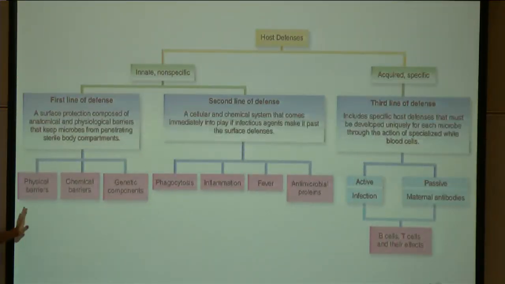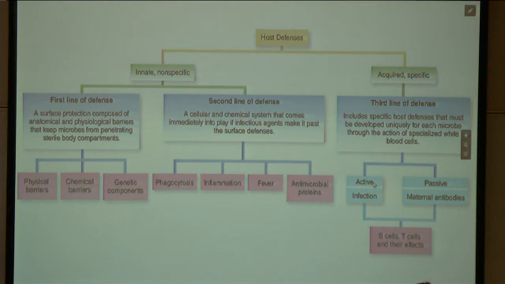This flowchart is fantastic. This is the beginning of chapter 14, so I highly recommend you check this out. It really breaks down, okay, first line, second line are your non-specific lines, and lets you know what they encompass. We covered this already, but we're going to go through everything here in pink. We're going to cover that today. We'll also cover a little bit of this today. And then specific immunity, that's your third line of defense.